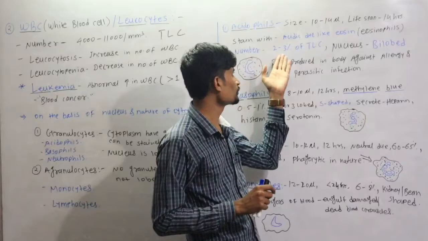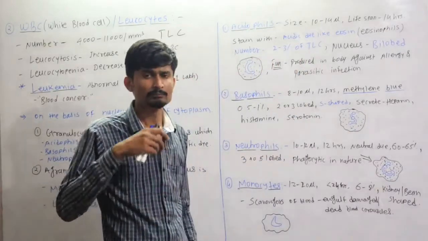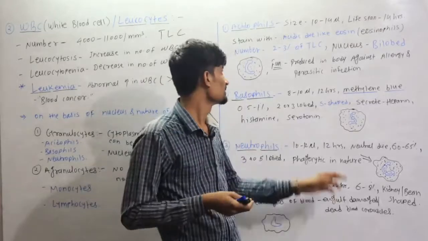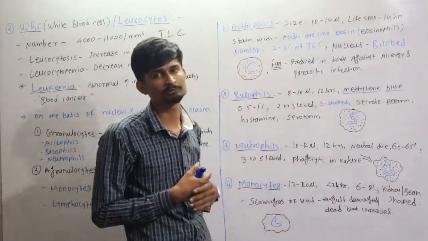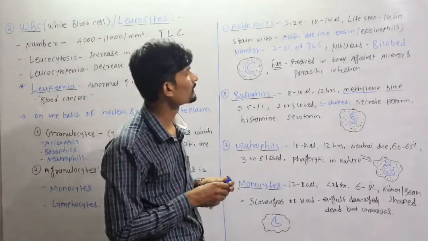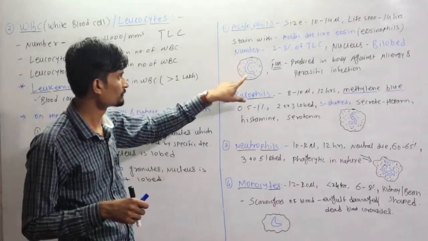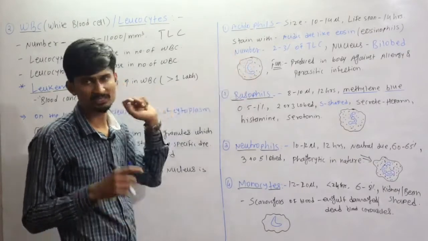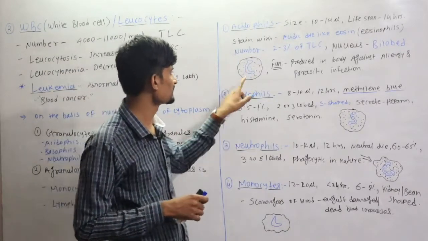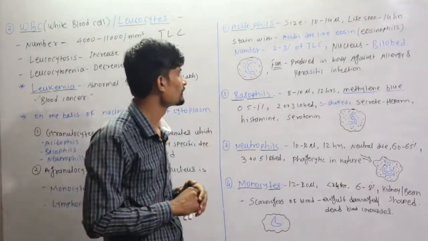Number, these are 2 to 3% of total TLC. TLC means total leukocyte count. Means out of the total WBC, 2 to 3% are acidophils. Then the nucleus is bilobed like this. So this is a diagram of the acidophils. The nucleus is bilobed, this and this. There are 2 lobes, and these are the granules which are present, because acidophil is a granulocyte.